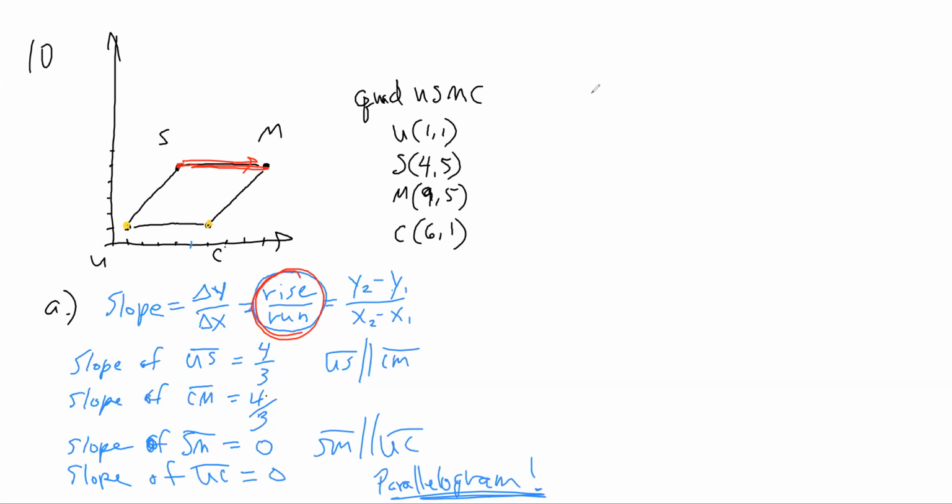Okay, part B. Let me see, I'm going to clear up a few things in the diagram. I did a little bit of writing in red, get rid of that. Okay, part B is asking us to verify that parallelogram USMC is a rhombus by finding the length of each side.